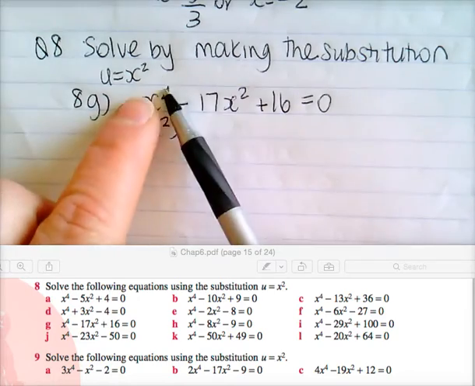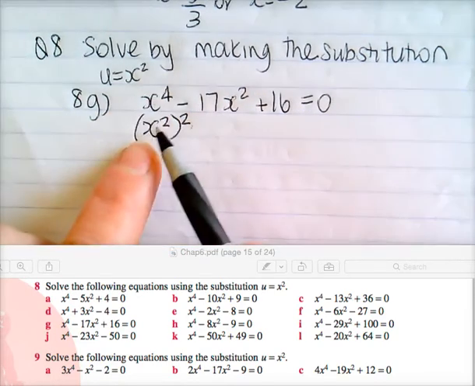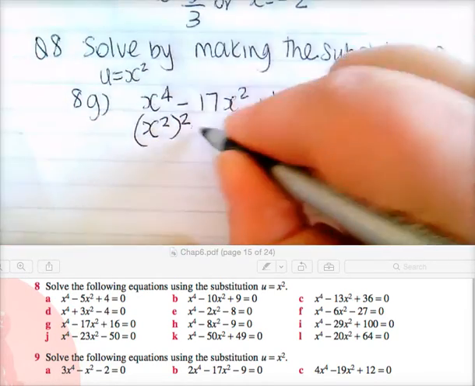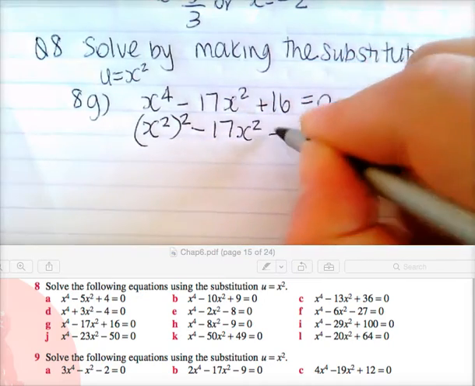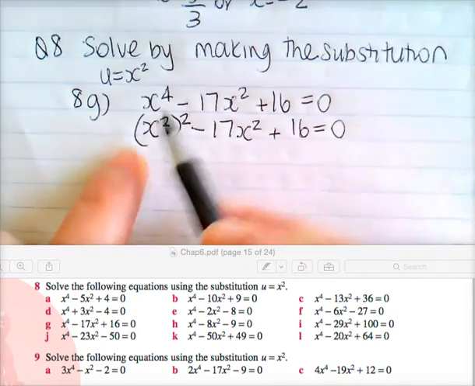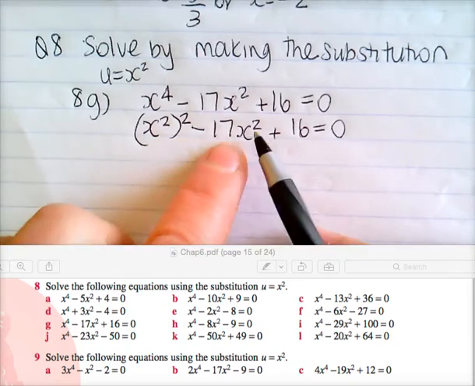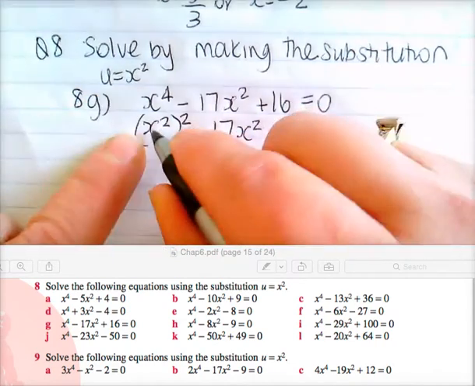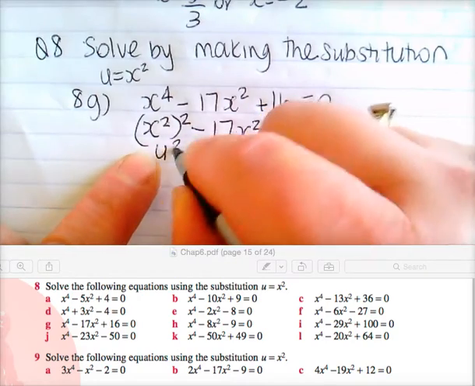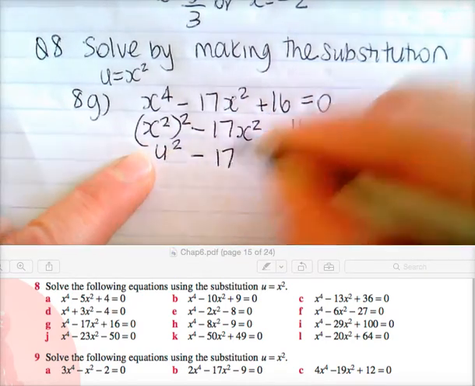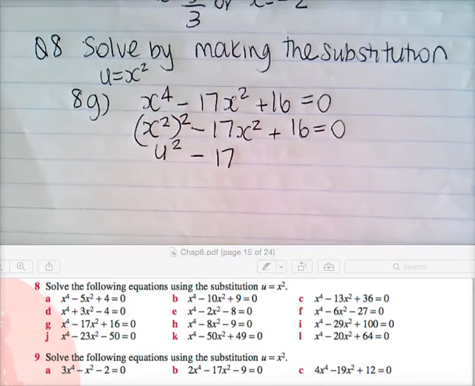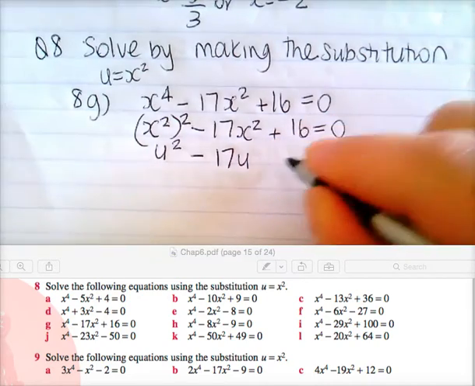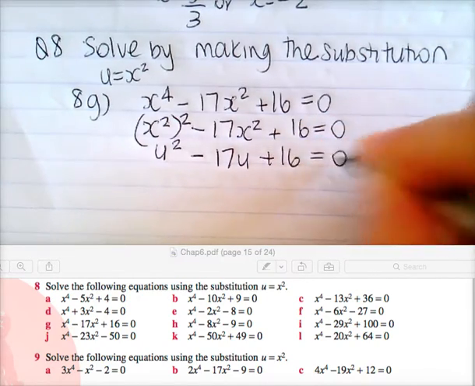Notice x^4, the 4 is double the power of the x squared. So that can be written as (x²)² minus 17x² plus 16. Notice we've got a squared of something and then just that normal thing. If we're letting u equal x squared, then this x squared is u, so it's u² minus 17u plus 16 equals 0.